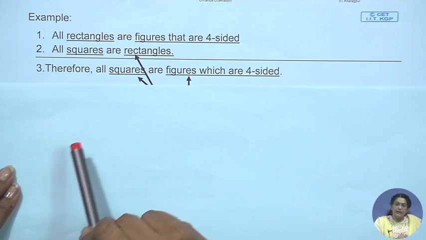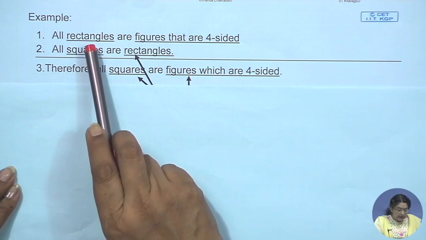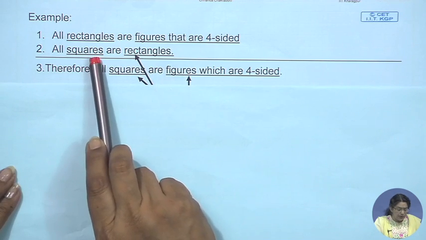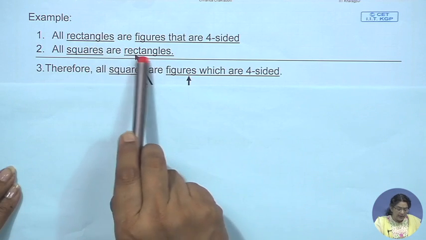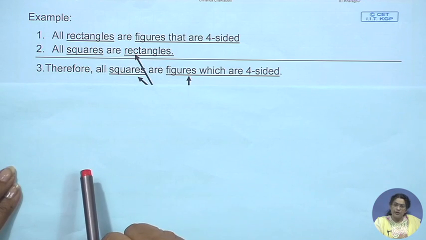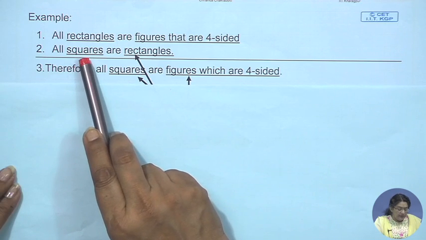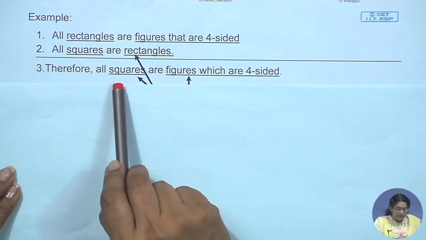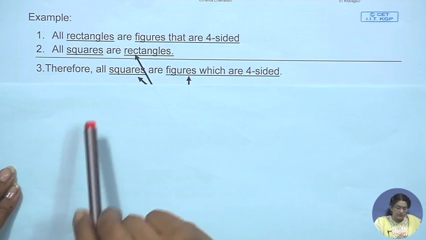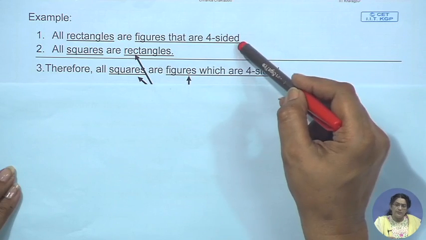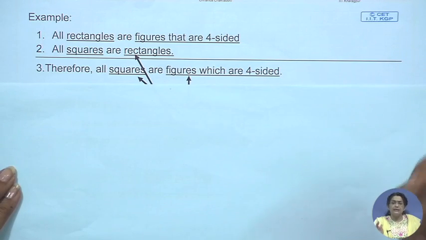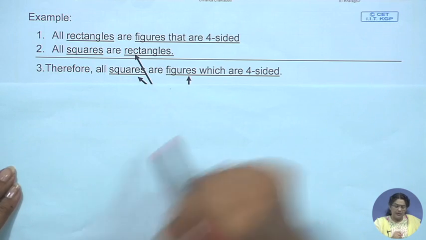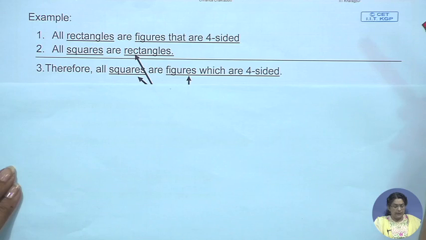Now, let us take a look into the class terms. See, in the premises you have rectangles, figures that are four-sided, squares and rectangles. So, rectangles is the common term that the premises share. Here is squares and here is figures that are four-sided. Notice that these are repeated in the conclusion. The common term in the premises is not repeated in the conclusion. That is the link joining these two terms in the conclusion. Did you understand? So, this is how the syllogism would look.